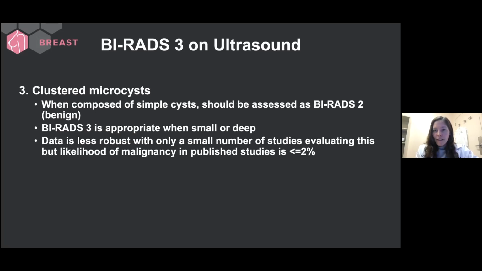The third indication for BI-RADS 3 on ultrasound are clustered microcysts. We want to make sure we're differentiating a cluster of simple cysts because these can be assessed as a BI-RADS 2. So BI-RADS 3 should be used when the individual cysts are small or deep, or they're not definitely simple. The data supporting BI-RADS 3 for clustered microcysts is definitely less robust than it is for the solid mass or complicated cysts. There's only been a small number of studies specifically evaluating clustered microcysts, but in those small studies, the risk of malignancy is less than or equal to 2%. And so that is considered an appropriate indication for BI-RADS 3.